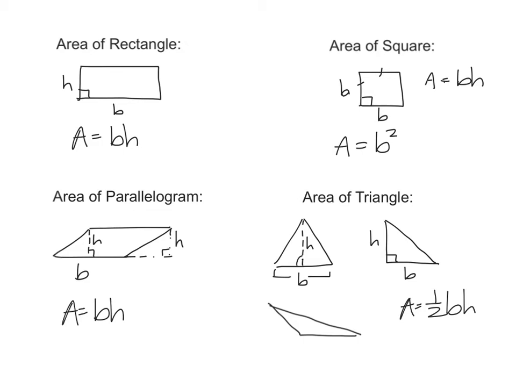But then when you have an obtuse angle, this is my base here, but in order to find the height, I have to extend the base out and then drop down that altitude. So this is my height. The important thing to keep in mind is the height is always that piece that makes a 90-degree angle with that base. So this is going to be our height.